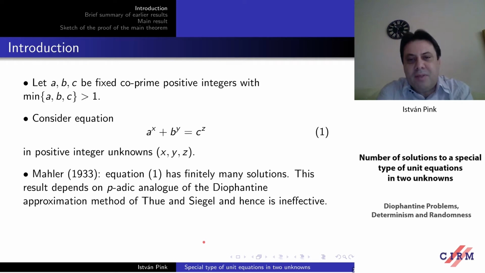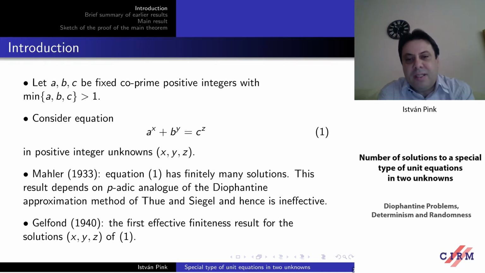The first result was due to Mahler, who proved that equation (1) has finitely many solutions. This result depends on the p-adic analog of the Diophantine approximation method of Thue and Siegel, and hence it is ineffective. The first effective result was given by Gelfond in 1940.